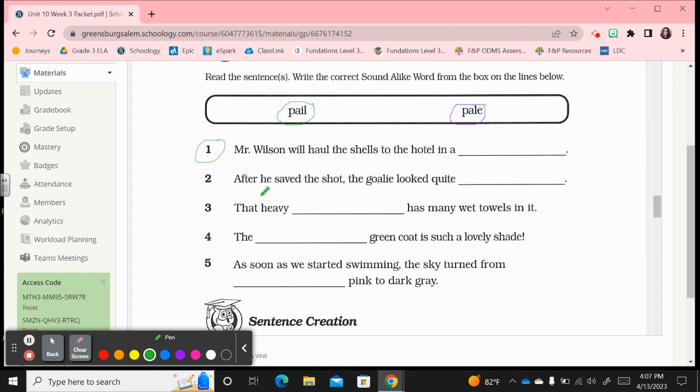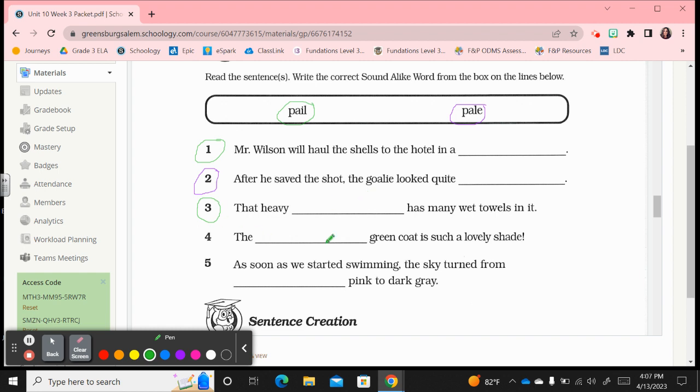Number 2, after he saved the shot, the goalie looked quite pale. He was nervous, P-A-L-E. And he did it. Number 3, that heavy pail has many wet towels in it. And there we have a bucket again, filled with wet towels. In this case, P-A-I-L for number 3.